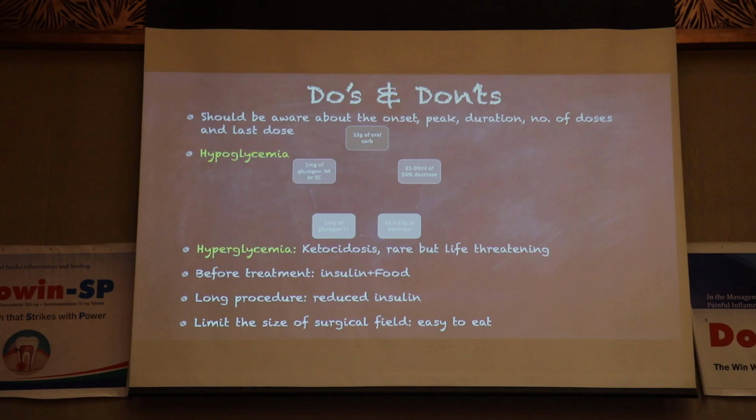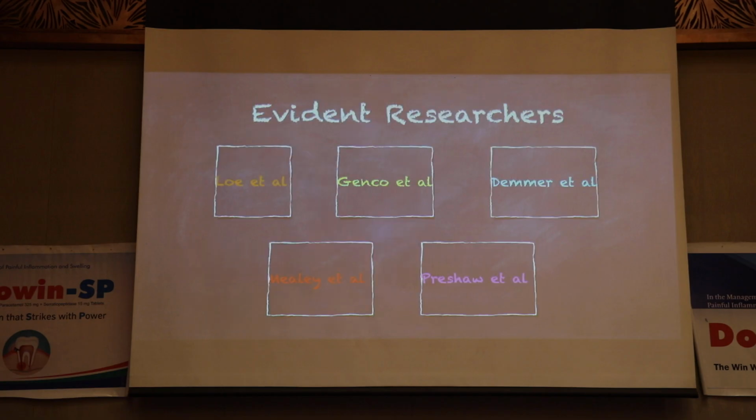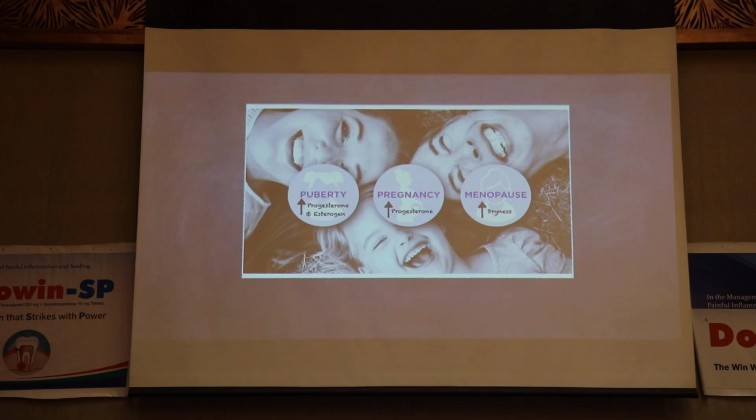So the next condition is hyperglycemia. Ketoacidosis is a common condition in hyperglycemia, and it is life-threatening, but very, very rare. The other precautions you should tell the patient are: please do take your food and your insulin before the treatment, and try to avoid long procedures and limit the size of the surgical field. Do not have a bigger surgical field. These are the evidence from researchers who have done studies.